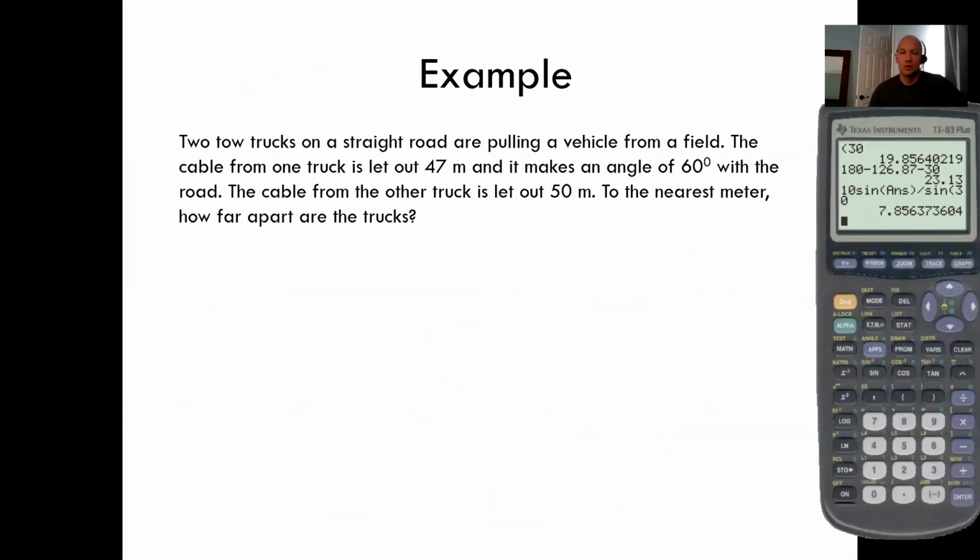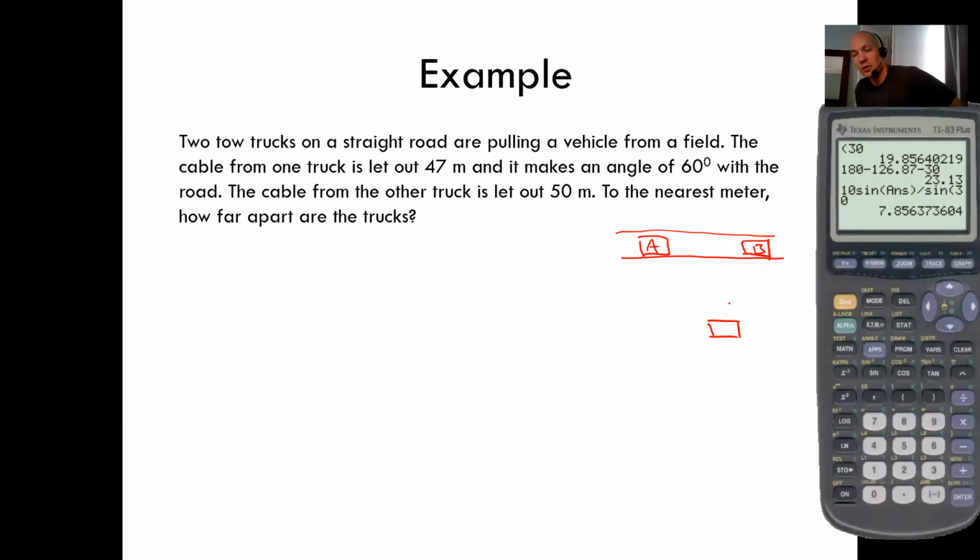Okay, and then we enter the world of word problems here. So here's a situation where two tow trucks on a straight road are both trying to pull a vehicle from a field. Now, sometimes people have a hard time appreciating this. So if I'm looking top down here, here's a road, and then maybe here's truck A, and here's truck B, and they're both trying to pull some vehicle out from the field. Okay, so some broken down vehicle out here.